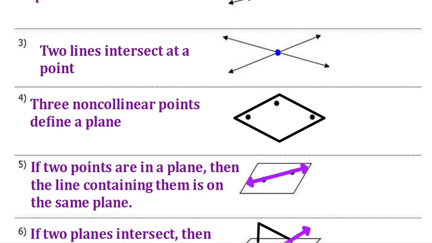Now, if you have 2 points that are in a plane together, the line that contains them is also going to be on that plane. So that just means that if there are 2 points and they're on the same plane, there will be a line that connects them, and that line will also be on the same plane.